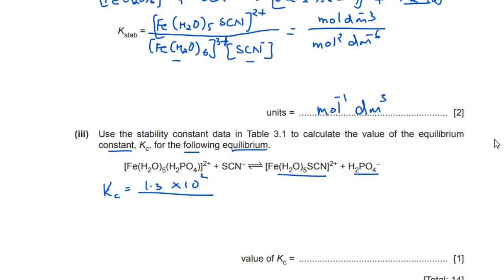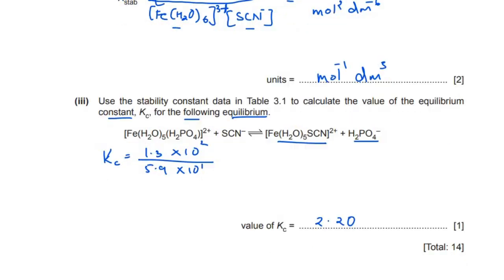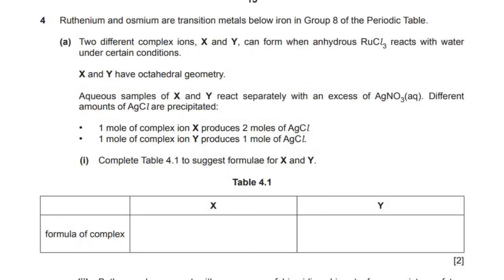So let's write that 5.9 into 10 power 1, and if we calculate, it is 2.20, the Kc value. You can see that the units won't be there because they will get simplified to 0 units, no units. So the value of Kc is 2.20. So I think question 3 has ended here. Let's go ahead with question 4.